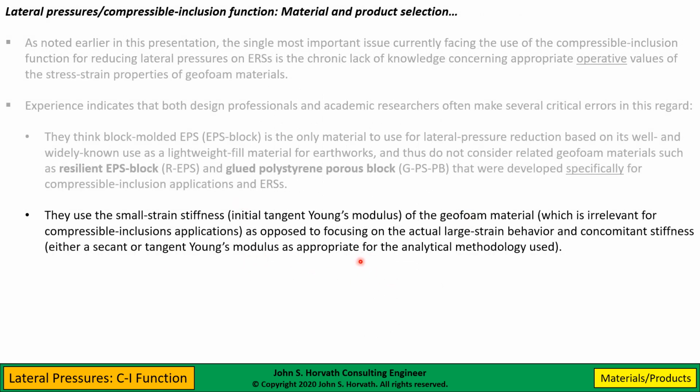The other mistake is both designers, design professionals as well as academicians, use the small strain stiffness, the initial tangent Young's modulus of the geofoam material, which is completely irrelevant for compressible inclusion applications, because this is the stiffness up to 1% compressive strain. Well, it's irrelevant when you're designing for 10 or 20 or 40% compressive strain. You need to consider the large strain behavior, either secant or tangent as appropriate.